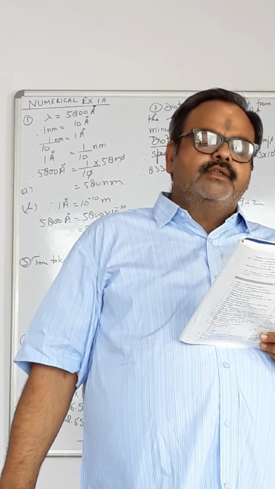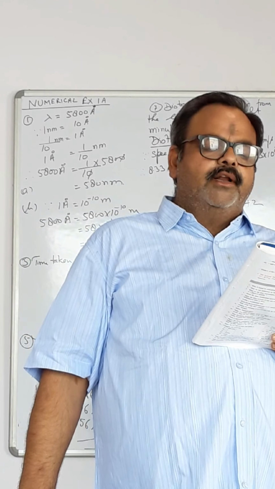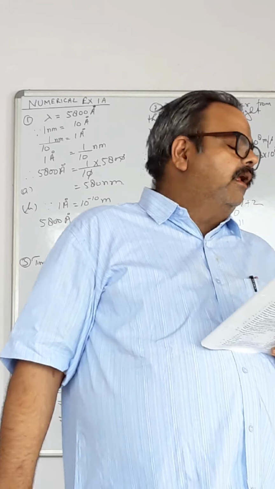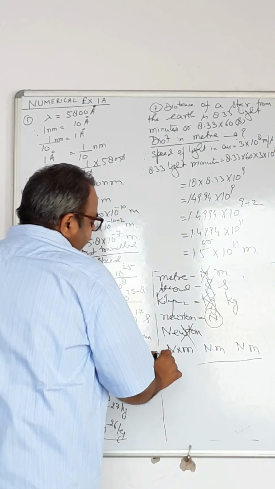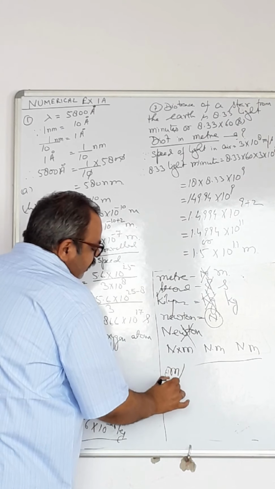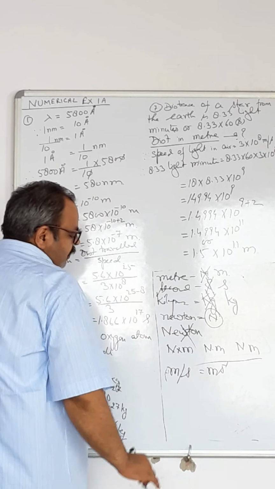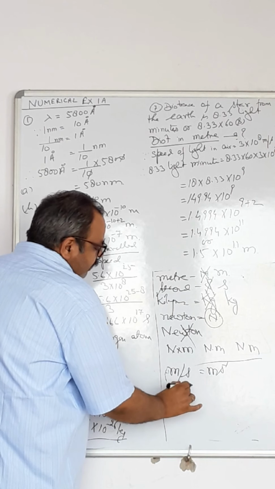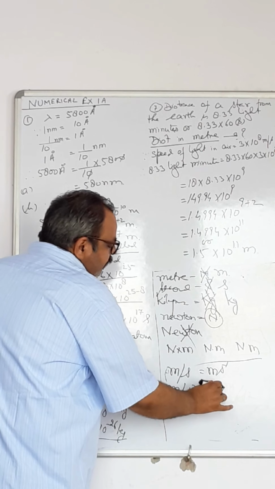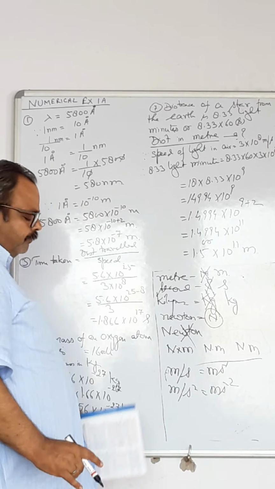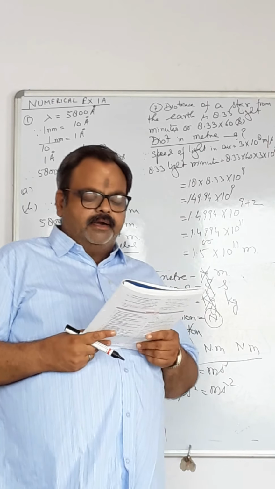Fifth, negative powers are used for a compound unit which is formed by dividing one unit by the other, per second. Like meter upon second, we can write meter second inverse. Meter per second square, we can write meter second negative 2. Clear? So inverse power can be written.